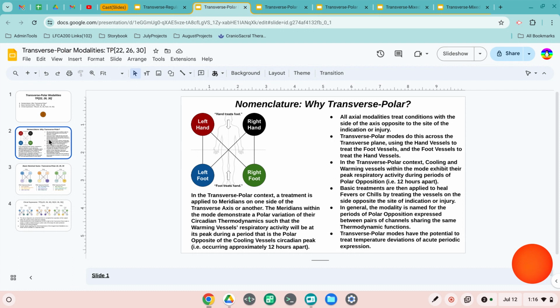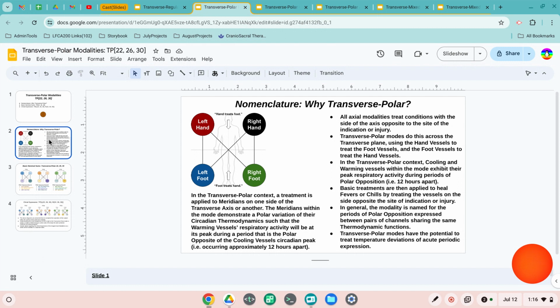The bullet points on the right provide the same information previously given from a slightly altered but entirely equivalent perspective. They are as follows. All axial modalities treat conditions with the side of the axis opposite to the site of the indication or injury. Transverse polar modes do this across the transverse plane, using the hand vessels to treat the foot vessels and the foot vessels to treat the hand vessels. In the transverse polar context, cooling and warming vessels within the mode exhibit their peak respiratory activity during periods of polar opposition, i.e., 12 hours apart.